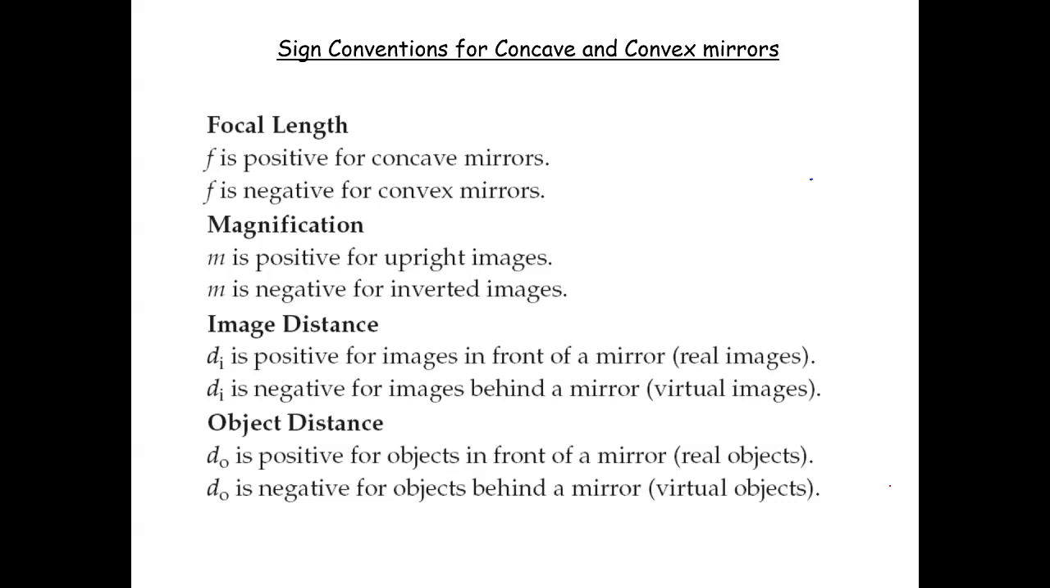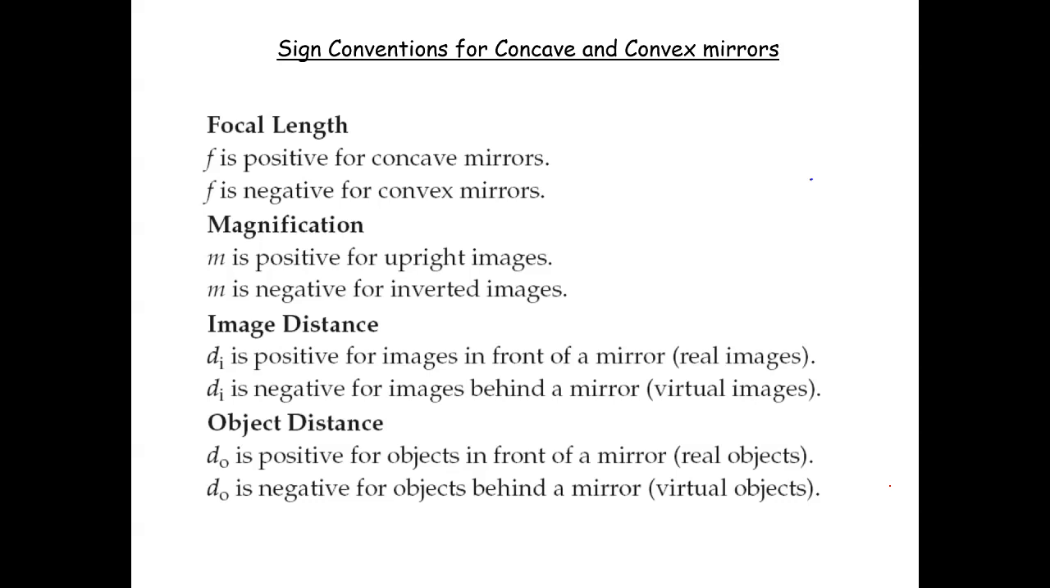In order to use the mirror equation, we have to be very careful about the signs of our values. So for mirrors, the sign can be figured out by whether the item we are interested in is in front of the mirror or behind the mirror. For focal length, for concave mirrors, the focal point is in front of the mirror. So it's like the satellite dish where you're focusing your radio waves. And for a convex mirror, the focal point is behind the mirror. So the focal point is negative for a convex mirror, and it's positive for a concave mirror.